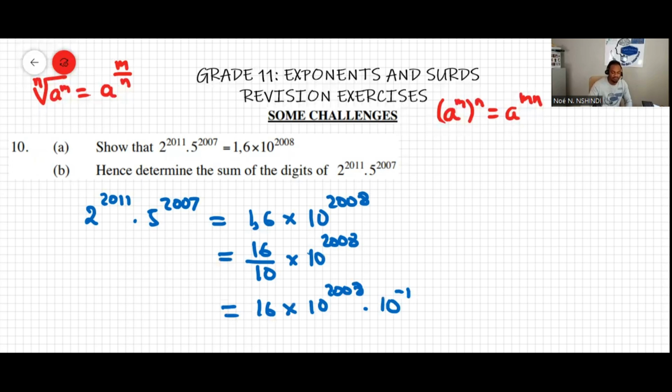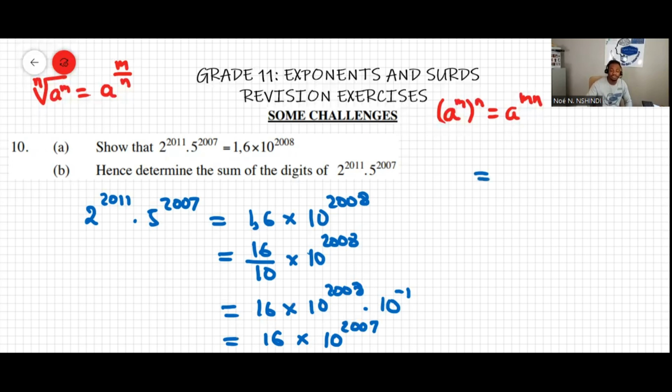Now this can be 16 multiplied by 2 times 10 to the power of 2008 minus 1, because here we've combined, it's going to be to the power of 2007. Excuse me, I keep writing 2 instead of 10. We combine the exponents, it's going to be 10 to the power of 2007 now.